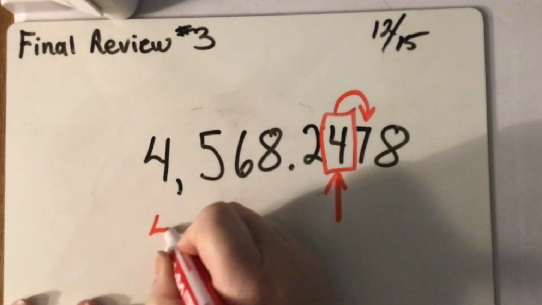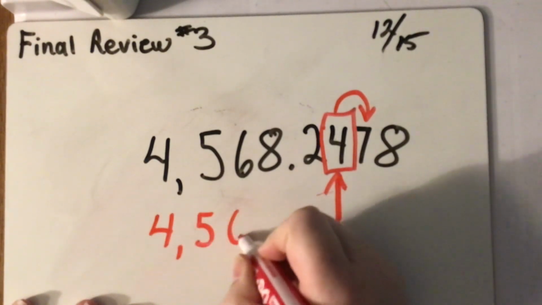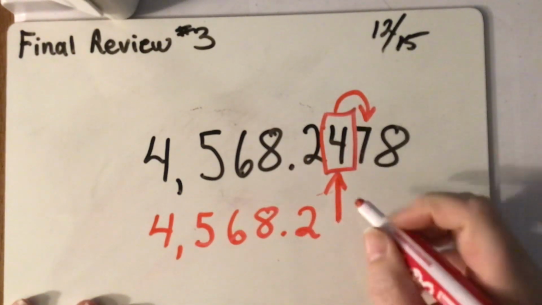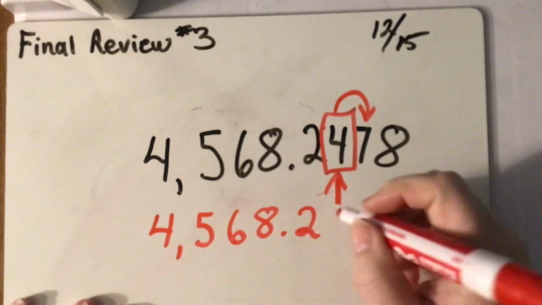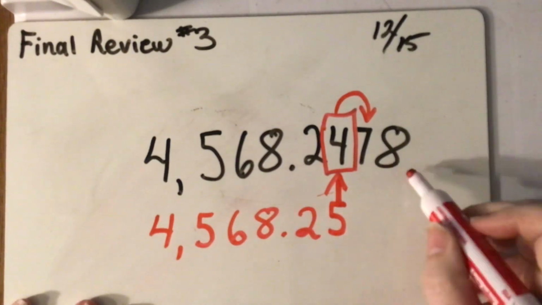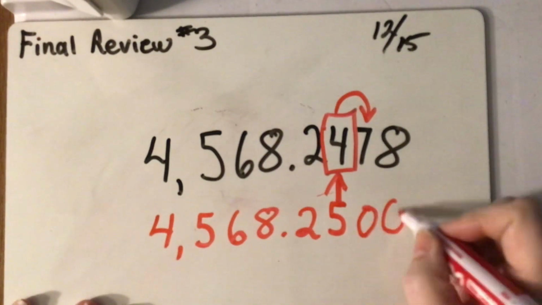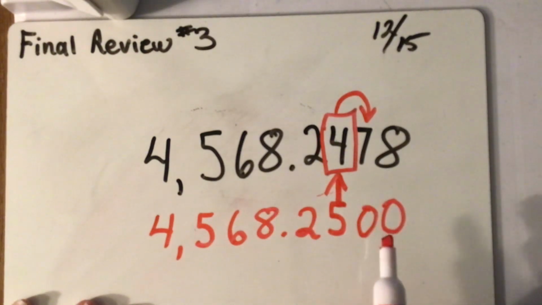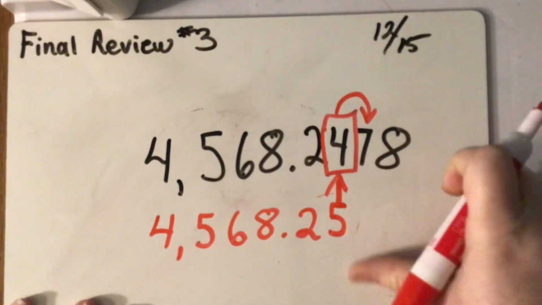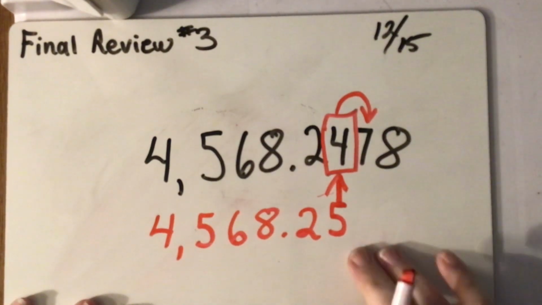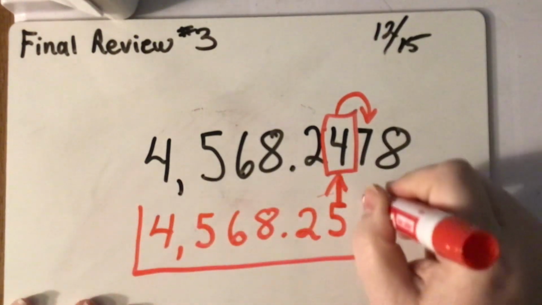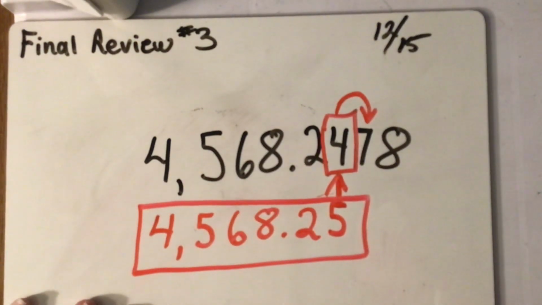So we're going to write down our number, keeping everything the same till we get to the box. This number is going to go up to a 5. Okay? And the numbers after it turn into zeros. But because they're after the decimal point, we can just leave these zeros off if we want to. If you want to leave them there, that's okay. It doesn't hurt anybody. That's totally up to you. But this is our final answer.